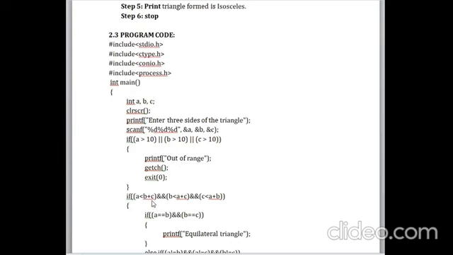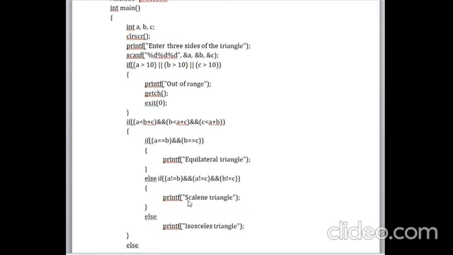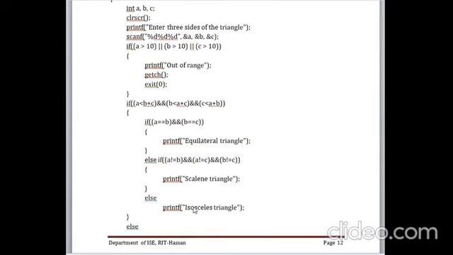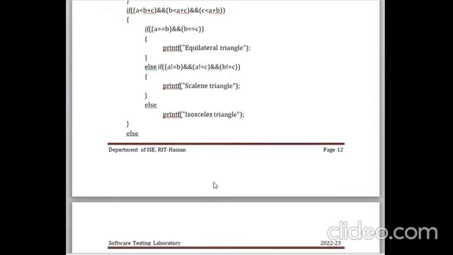After that we give the condition, same as the first program. If three sides are equal, it is an equilateral triangle. Else, if no sides are equal, it is a scalene triangle. Else, two sides are equal, it is an isosceles triangle. Same as the first one.